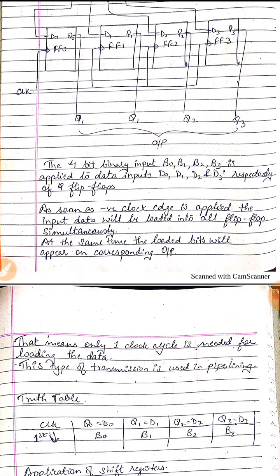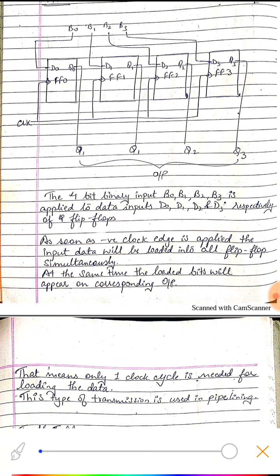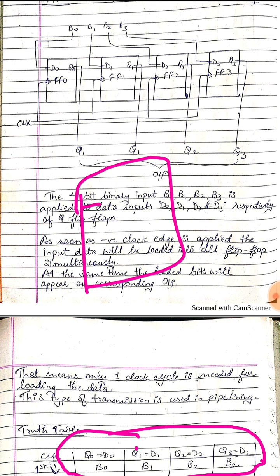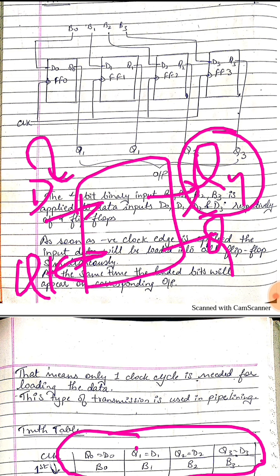And the truth table can be seen here. Here we can see we are using D flip-flops. We already know that whatever we feed to the D flip-flop, we will get the same at the output. If I feed 1, I will get 1 at the output. If I feed 0, I will get 0. So I have used D flip-flops to show all the shift registers.